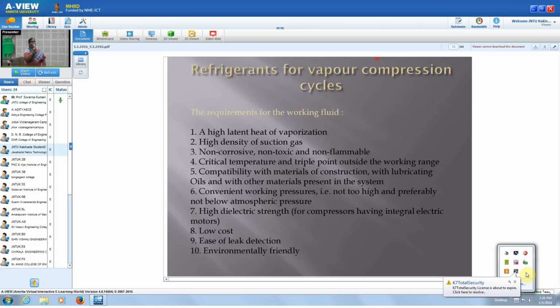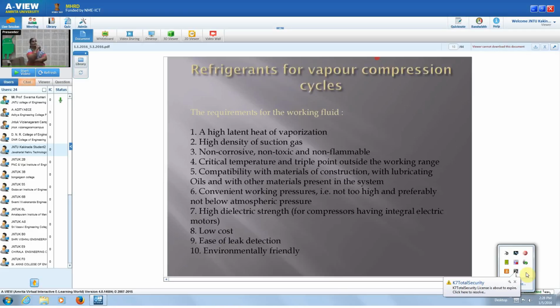Then high density of suction gas. If the density at the suction of the compressor is high, then the mass of the refrigerant required will also be less. Then it should be non-corrosive, non-toxic and non-flammable. These are the safe working properties required for the refrigerant, and it should have high critical temperature.